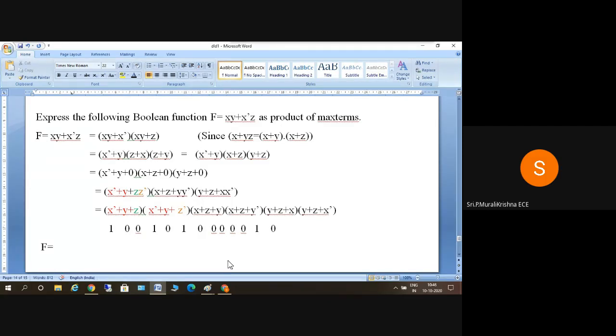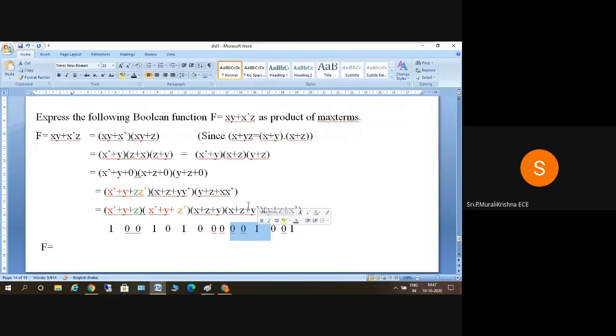Again, we have expressed y plus z 2 times. I can take it as 1 time here, so I'll remove this x plus y plus z. Okay, and here it is 0 0 1. What are the terms here? This is 4, 5, 0. Sorry, this is 4. So 100 is 4, 101 is 5, triple zero is 0, and 001 is 1.